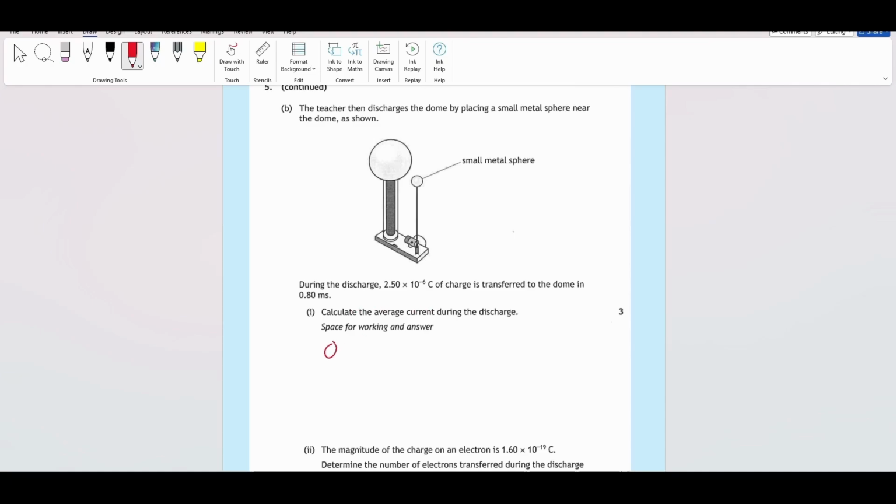So we use the formula Q equals It. Then we substitute the values. So I've got 2.5 times 10 to the negative 6 equals I times 0.8 times 10 to the negative 3. So I is equal to 2.5 times 10 to the negative 6 all over 0.8 times 10 to the negative 3. And that gives me 3.1 times 10 to the negative 3 coulombs.